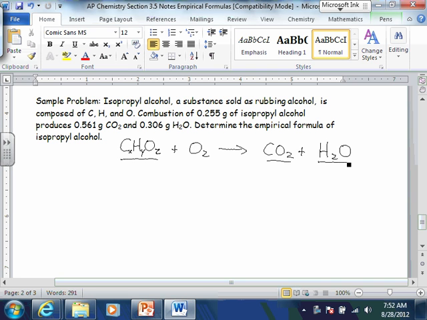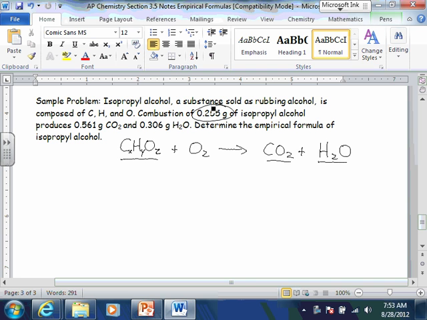And so basically we can figure this thing out because we can figure out the carbon, we can figure out the hydrogen, and then by process of elimination, because they gave us the total mass that we started with, we can also figure out how much oxygen we have. Okay, so that's what we're going to have to figure out here.